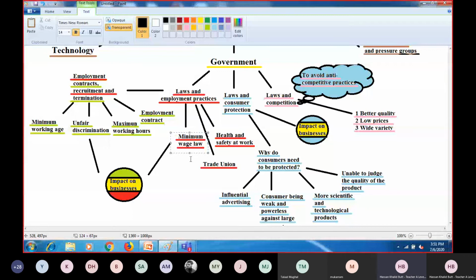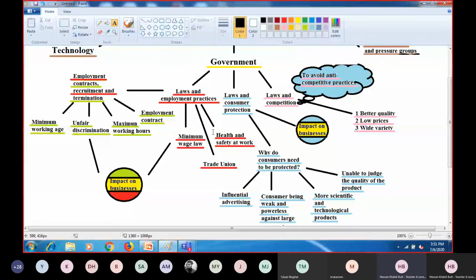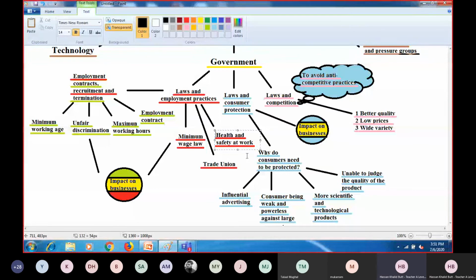All right. So then we have health and safety, and that was, I think, Talal talking about. You need to take care. There are laws that you need to take care of the workers as well, and health and safety includes lots of things. What is it? Let me show you that.